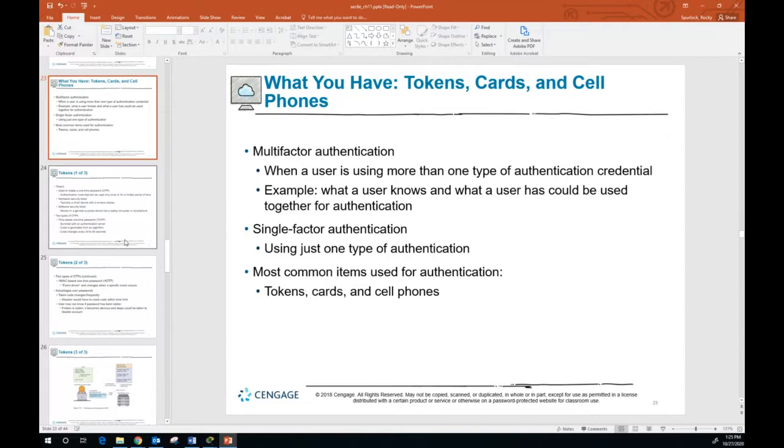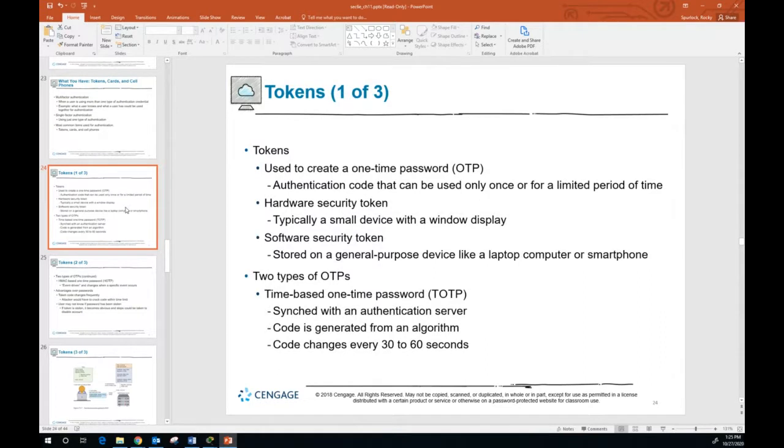Single-factor authentication is just using one type of authentication. The most common items used for authentication are tokens, a card, or cell phones. Tokens are used to create a one-time password. Okay, and that password is only good for a limited period of time. Now, this can be a hardware token or a software token. Hardware tokens are going to be a small device with a window display. Most likely you'll have a button you'll push and it'll generate a code. Software may be something that's going to be stored on a laptop or a smartphone.